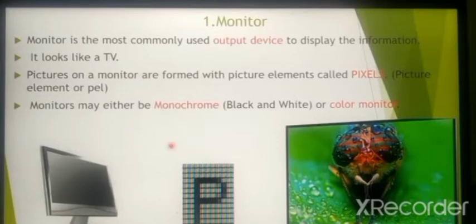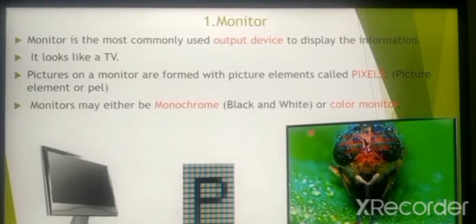These monitors may be either monochrome monitors or color monitors. Monochrome means we can see the image only in black and white, which are called black and white monitors. In olden days, we used only monochrome monitors. But nowadays, we are using color monitors. We can see the images in colors, with multiple colors.